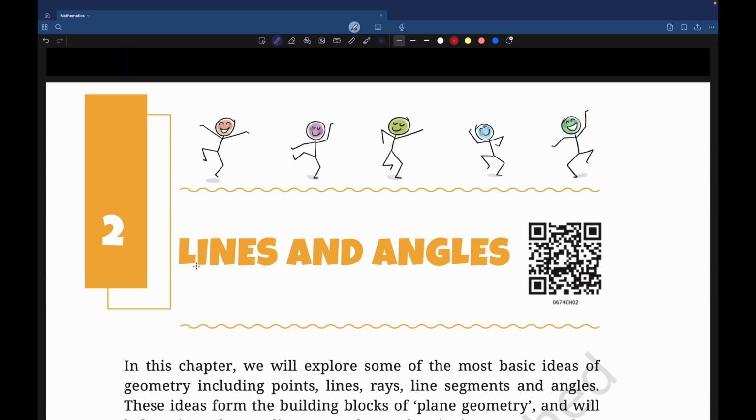Hello everyone, my name is Shyam Chauhan and today we are going to start with chapter number 2, standard 6, lines and angles.